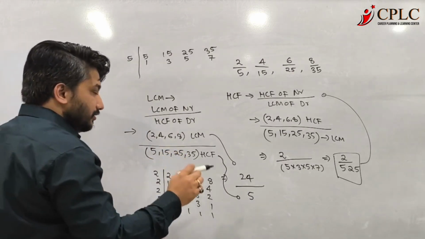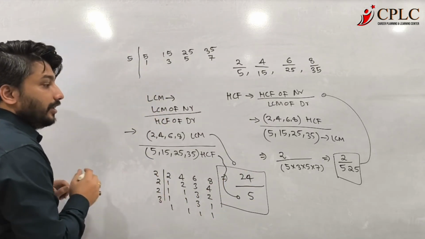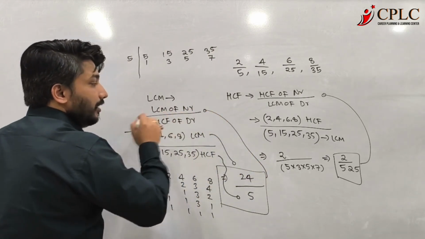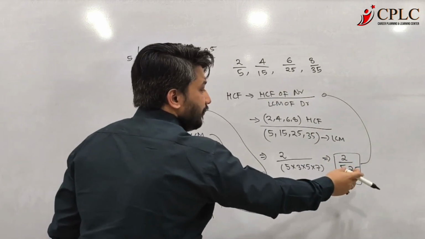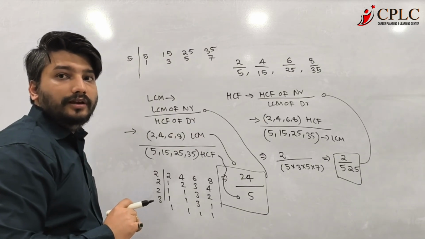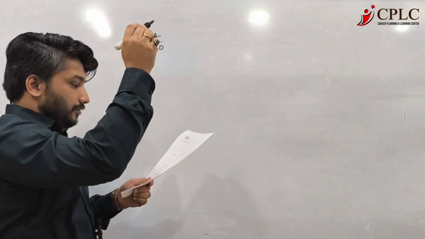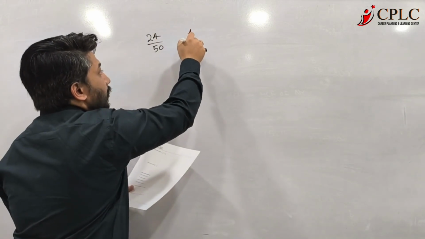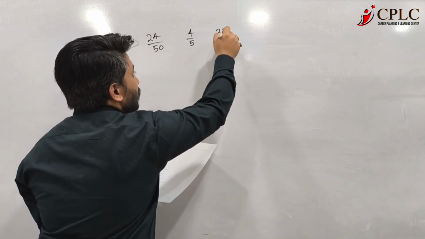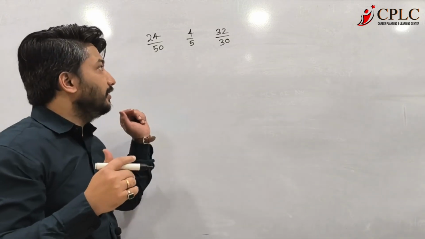So the final answer, the LCM of the entire fraction, is 24 by 5, and the HCF of the entire fraction is 2 by 525 after all the calculation. Now let's take another example to do this, which is 24 by 50, then 4 by 5 and 32 by 30. And similarly, we have to find out both the HCF and LCM.